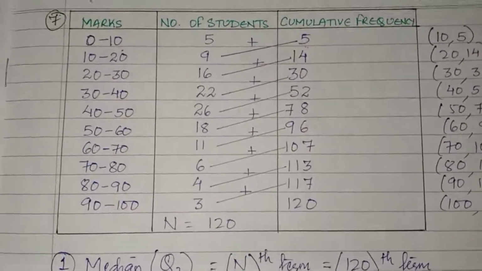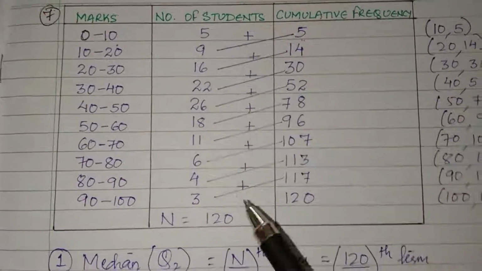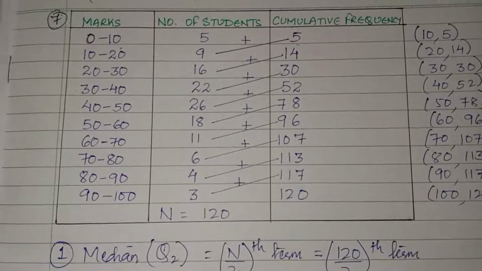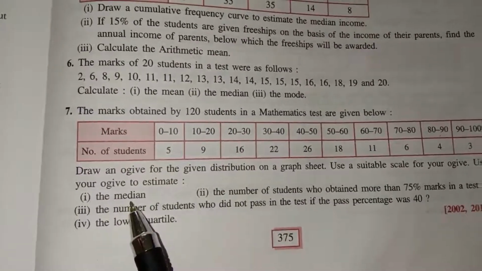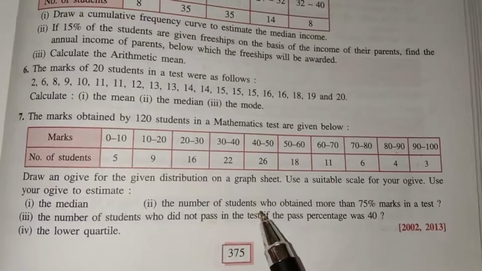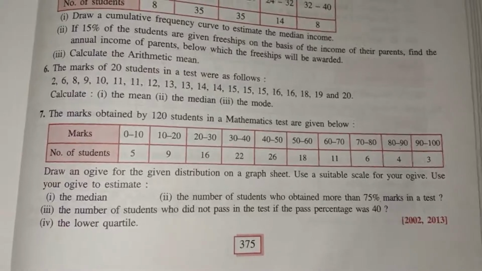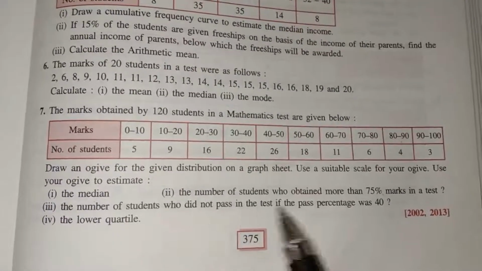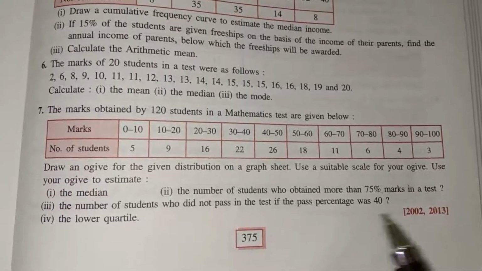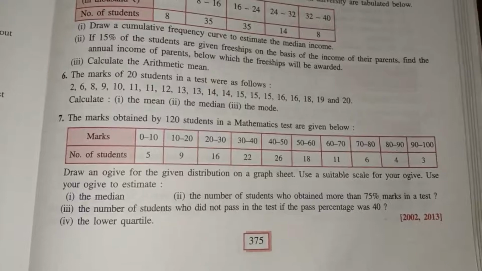Now capital N is 120 only. So our first question is to find the median. Second, we have to find the number of students who obtained more than 75% marks in a test. Third question is the number of students who did not pass in the test if the pass percentage was 40, and the last question is the lower quartile.